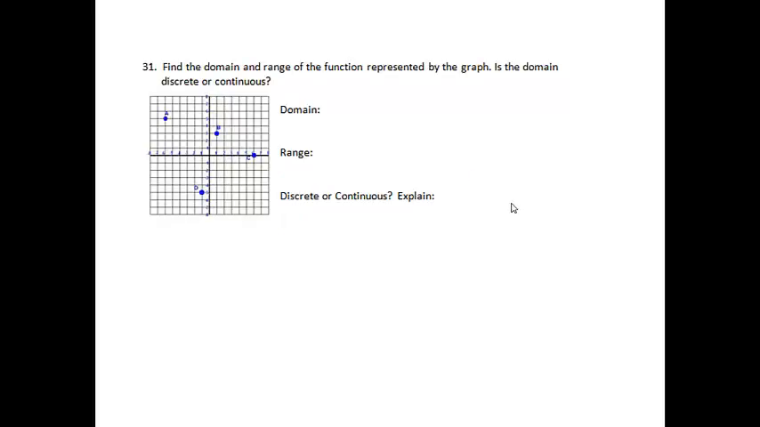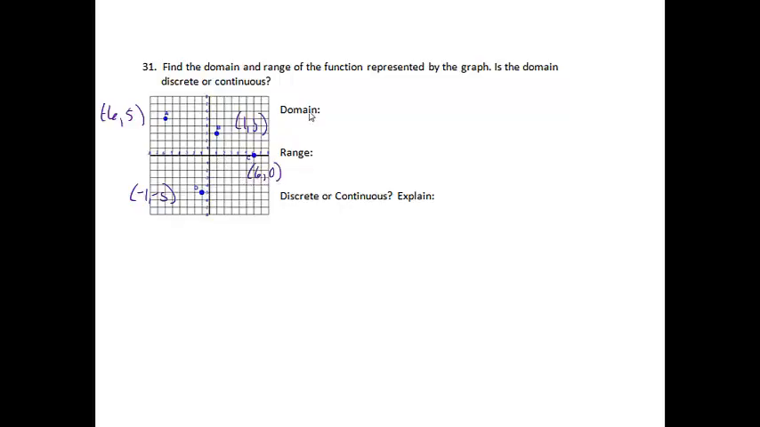Okay, number 31, find the domain and range of the function represented by the graph. Is the domain discrete or continuous? So for the domain on this one, what I like to do is actually find what these points are. So this is the point -6, 5. This is the point -1, -5. This is the point 1, 3, and then this is the point 6, 0.